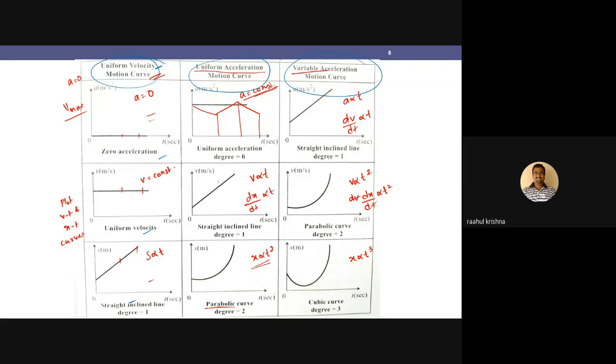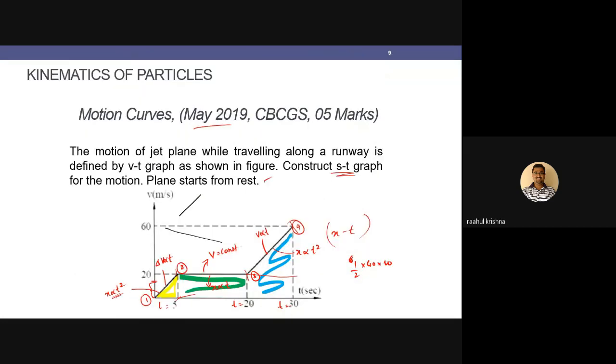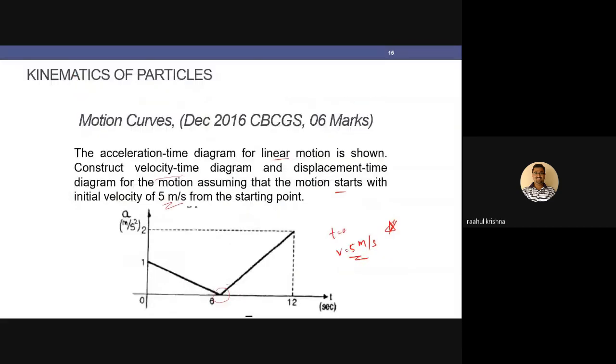So it is a straight line with a positive slope. Then when I have uniform acceleration, the displacement x is directly proportional to the square of time, a parabolic curve. In the case of variable acceleration, the acceleration is directly proportional to time, so the velocity is directly proportional to t squared, which means the velocity becomes a parabolic curve and the displacement becomes a cubic curve. This is what we had discussed, and we took a couple of problems.